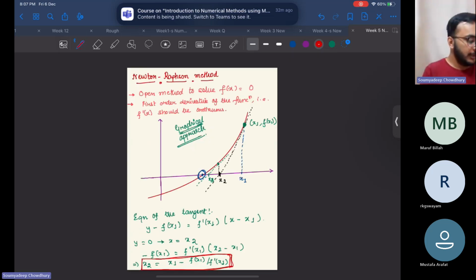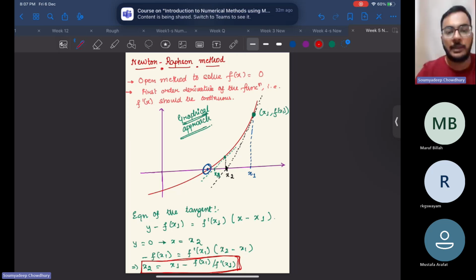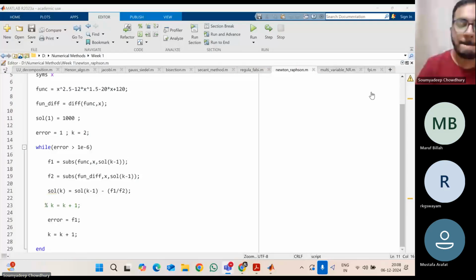Okay. So what we'll do is we'll see the corresponding MATLAB code for this. Is the screen visible? Not yet, sir. Now is it visible? Yes, sir.